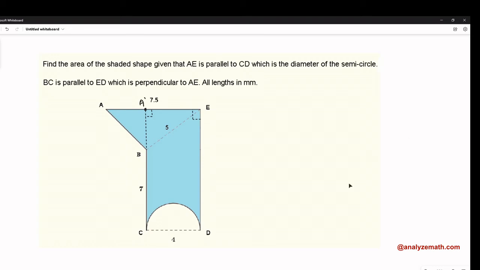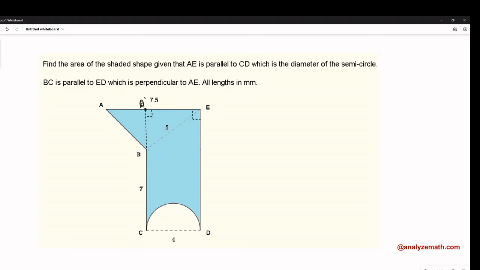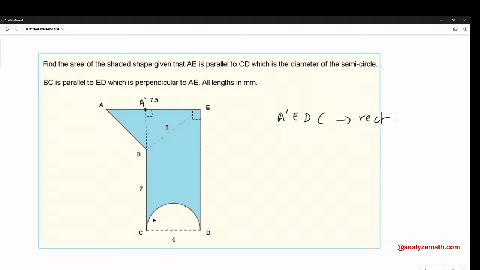Now we also draw a line from B to AE perpendicular to it, and this point we call A dash. So we can say from the given information, the parallel lines and the 90 degrees, that A prime EDC is a rectangle. This is very important. To find this area here, we can find the area of the rectangle and then subtract the area of the semicircle. That will give me this area here.